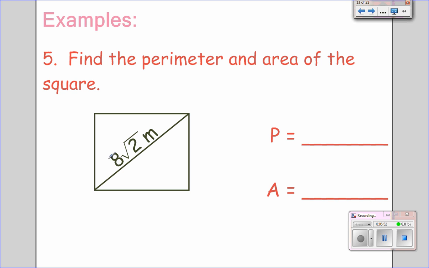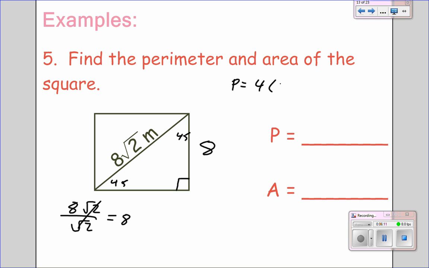All right, so here we have the hypotenuse of the right triangle, and now it's a square. So that means that this is a 45, 45, 90 triangle. To go from your 90 side to your 45 side, you have to divide by square root of 2. So you're left with just 8 for each side. So for the perimeter, it's going to be 4 times 8, which equals 32 meters. And for the area, it's going to be 8 squared, which equals 64 meters squared.